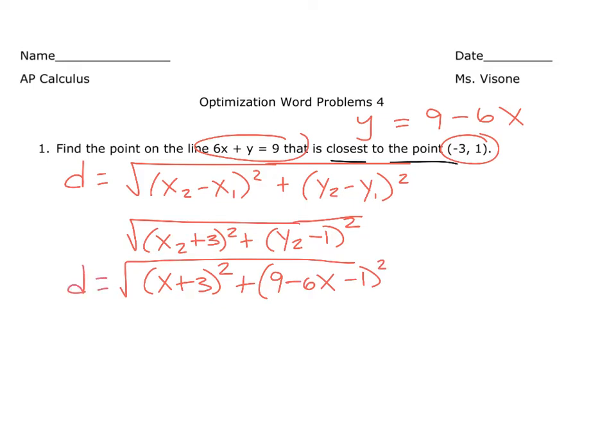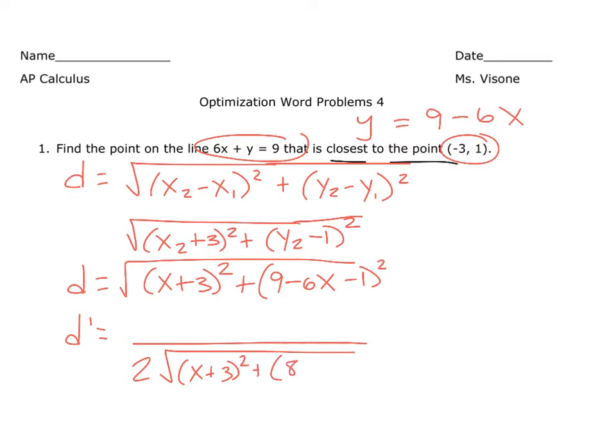All right, so now that's my function. This is what I'm going to take the derivative of. So the derivative of the square root is 1 over 2 times that square root. So I'm going to simplify the inside also. It becomes 8 minus 6x squared. So that's the denominator. And the top is the derivative of the inside. So bring the 2 down, and then bring the 2 down here: 2 times 8 minus 6x times the derivative of the inside, negative 6.